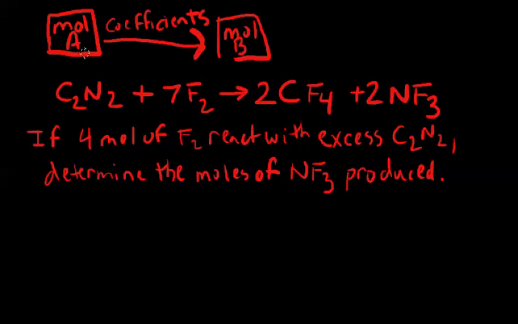So we're going to look at a mole-to-mole problem. We're going to be going from moles of A, and that's whatever you're given in the problem. It could be a reactant, it could be a product, doesn't matter which. And we're going to be converting that to moles of something else, moles of B. So that could be anything else in your entire equation.